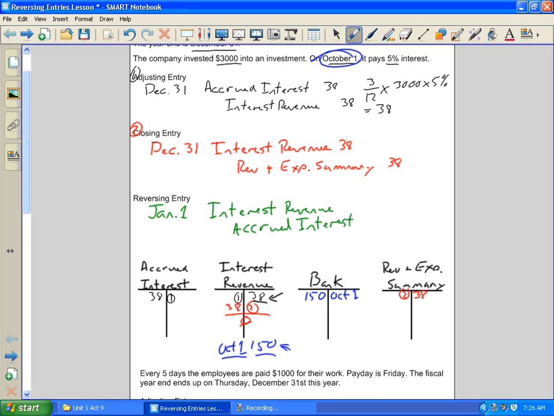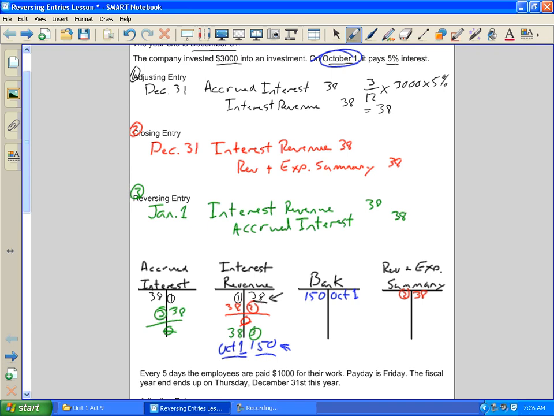Okay, that is $38 and $38. And here's what I'm going to do. Down below, I'm going to write this as number 3, journal entry. That's going to be a debit to interest revenue for 38 bucks and a credit to accrued interest for 38 bucks. All right. Now, notice what happens to the accrued interest account.